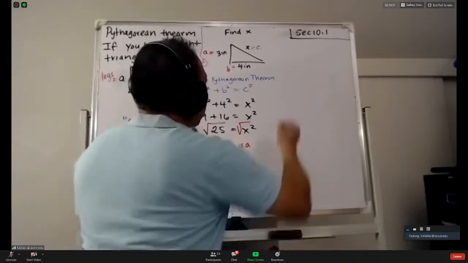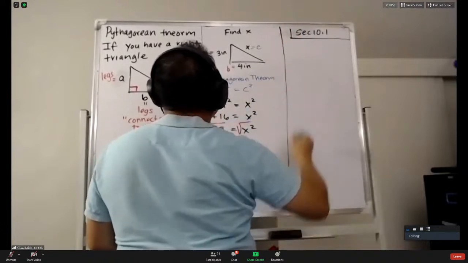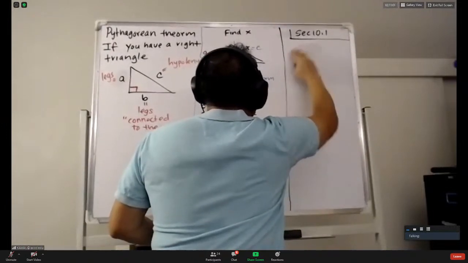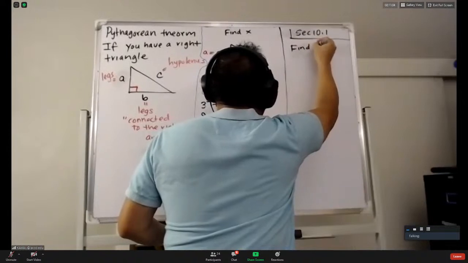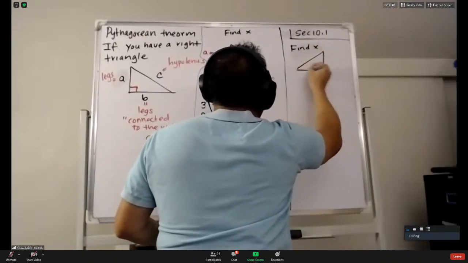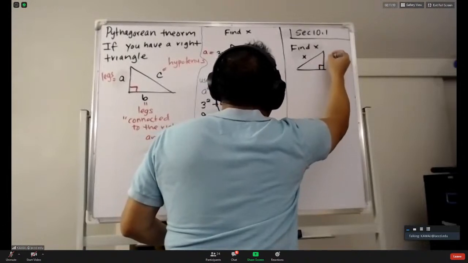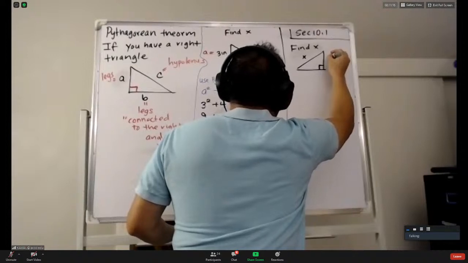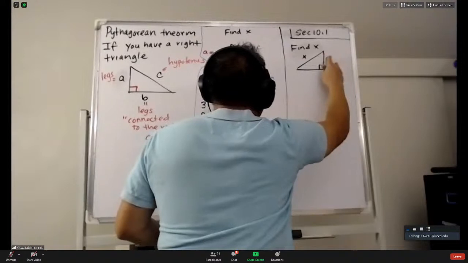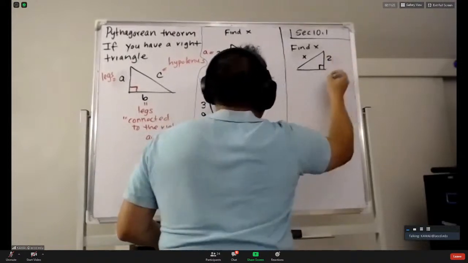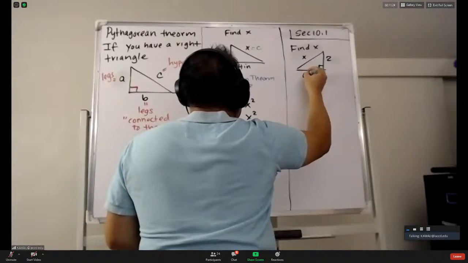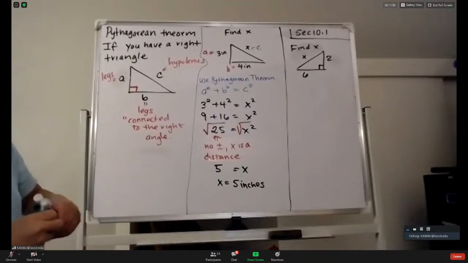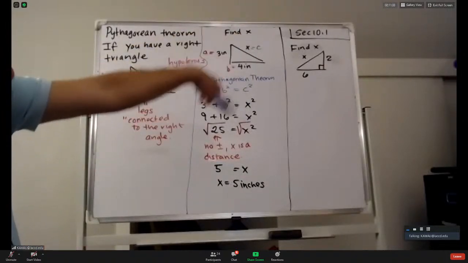Okay. So let me give you another one. Let me do it this way. Okay, so this is x. Here's my right angle. We're going to make this 3, and then actually I'm going to make this 2, and then I'm going to make this 6. So go ahead and find x. Make x the c, right? Because it's the hypotenuse.